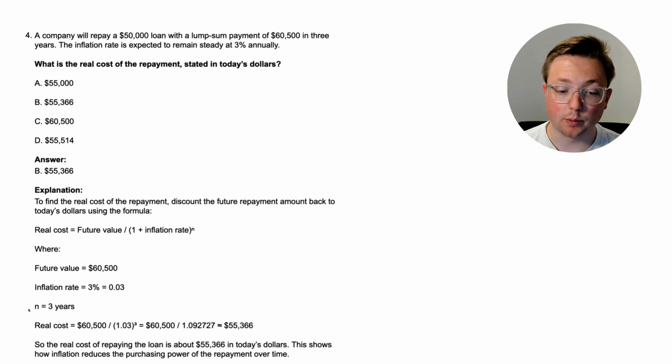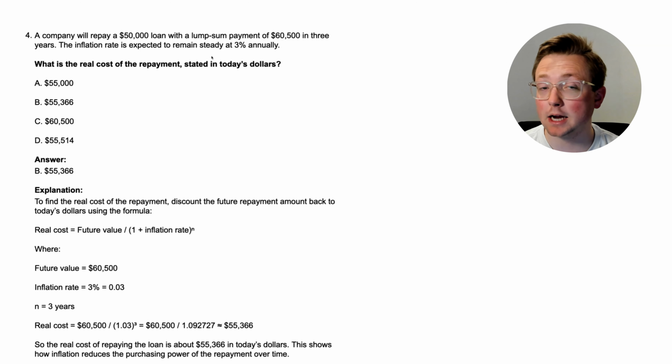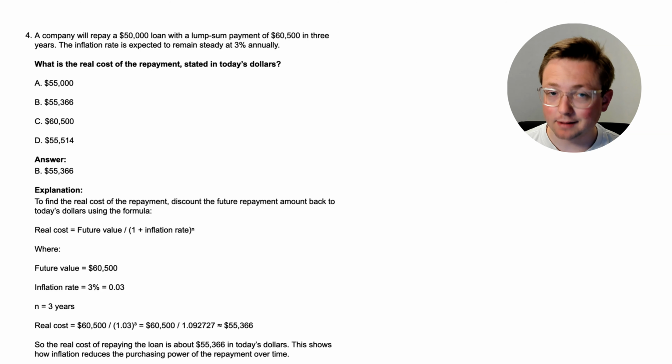So how do we calculate it? Again, we'd go right here, $60,500 divided by 1.03, all to the power of 3. So $60,500 divided by 1.092727 equals about $55,366. There's maybe some slight rounding going on there, but again, the real cost of repaying the loan is about $55,366, not $60,500. This shows how inflation reduces the purchasing power of the repayment over time. So by the time that they actually get to the repayment, this $60,500 that they're repaying is actually more closely worth $55,366 because of inflation. Now with that, let's go to the next question.